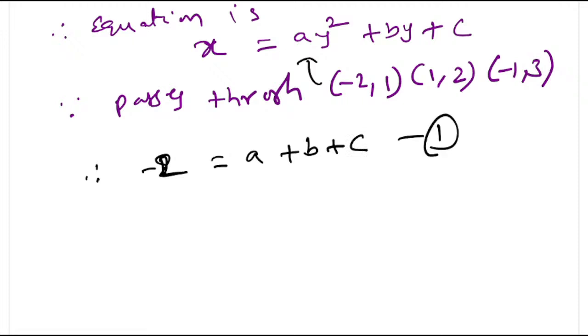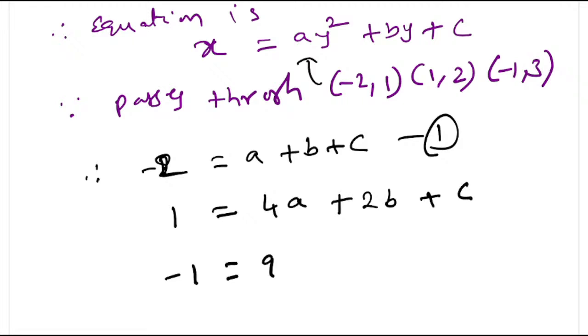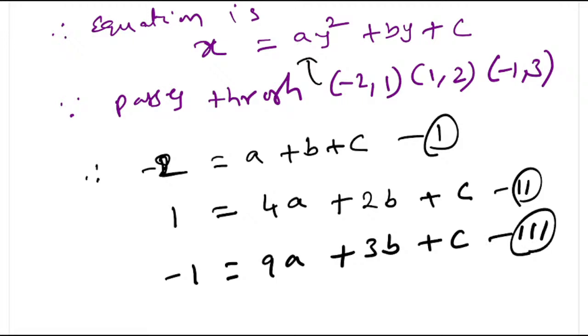Similarly put everything. 1 is 4a plus 2b plus c. Clear? The next, -1 is 9a plus 3b plus c. So from all of 1, 2, 3, solve for what? Solve for a, b, c. You have to solve all of that in the exam. Solve for a, b, c: subtract 1, 2 and 2, 3, multiply and add. You do something and get that.